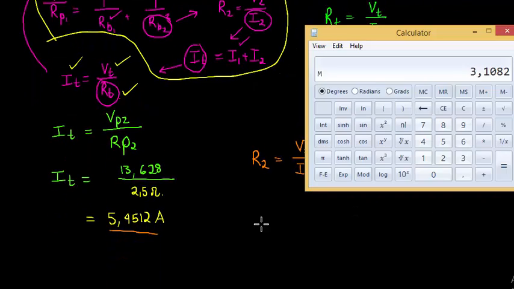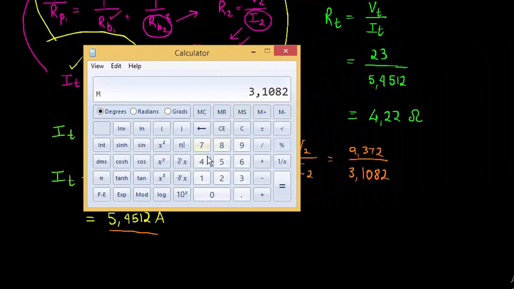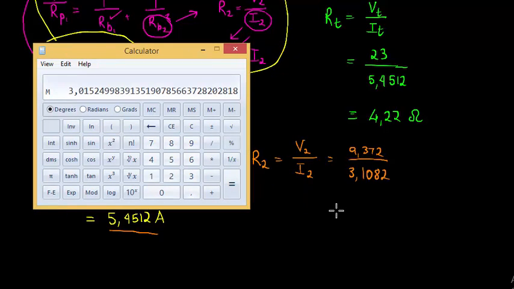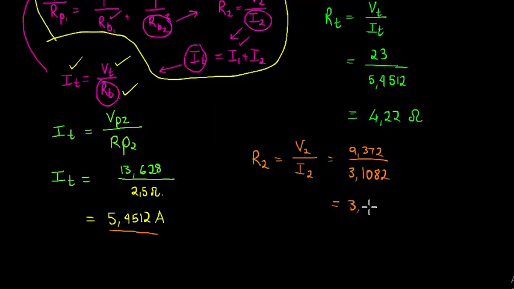So let's do the calculation. So it's 9.372 divided by 3.1082 gives me 3.015. 3.015 ohm. Okay, so you could have rounded it. Well, this is already rounded lower to 2 decimal places.